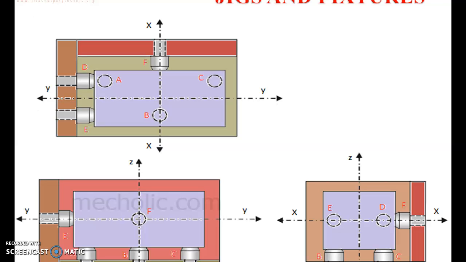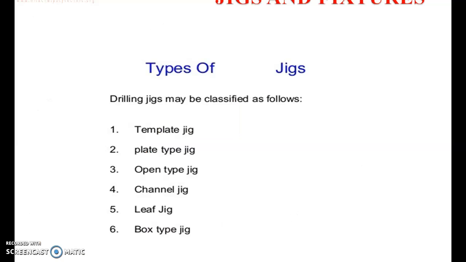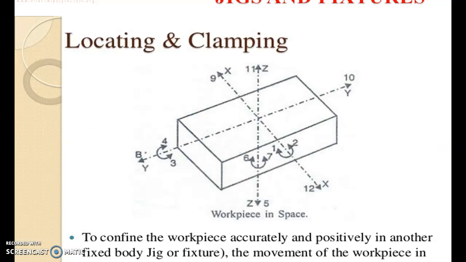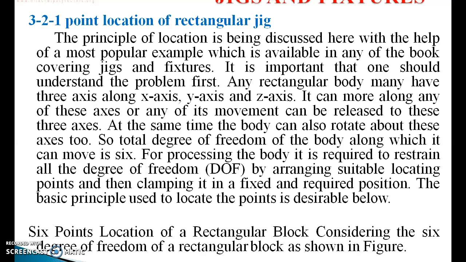The above method of locating a workpiece in a jig or fixture is called the 3-2-1 principle, or in some of our books it is written as the 6 point locating principle. So this is all about the 3-2-1 locating of rectangular jigs.